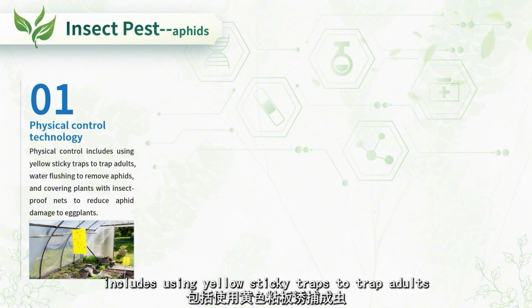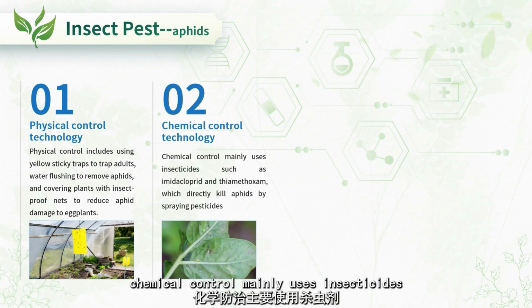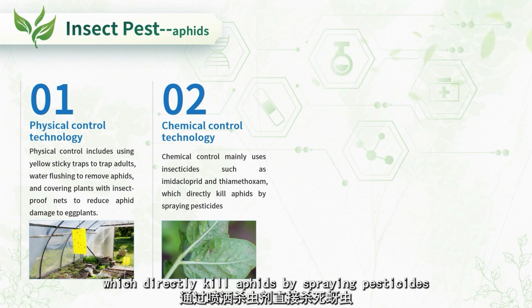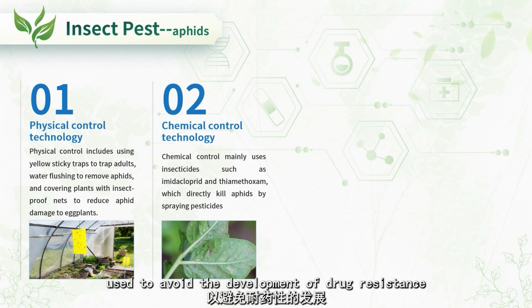Physical control includes using yellow sticky traps to trap adults, water flushing to remove aphids, and covering plants with insect-proof nets to reduce aphid damage to eggplants. Chemical control mainly uses insecticides such as imidacloprid and thiamethoxam, which directly kill aphids by spraying pesticides, but attention should be paid to the frequency and dosage of pesticide use to avoid the development of drug resistance.